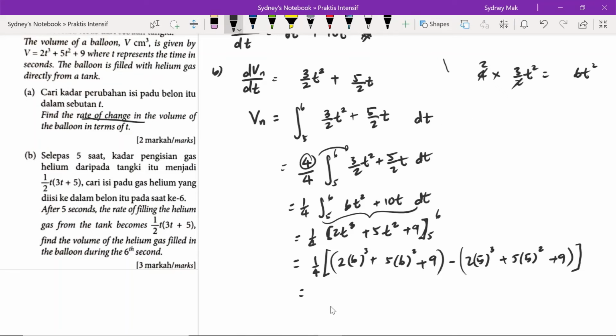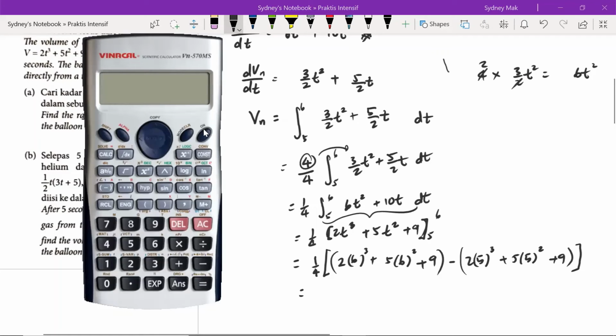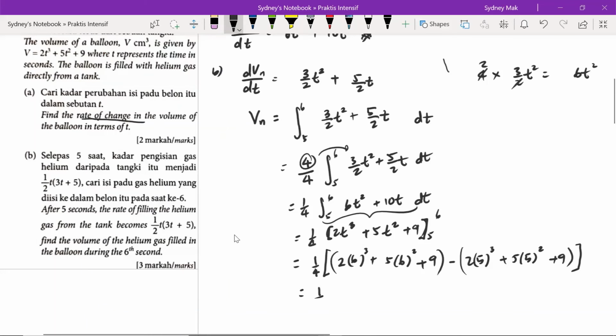All right, let's use the calculator. Let's key in the general expression for our volume, that is 2t cubed plus 5t squared plus 9. Let's substitute 6 in, and then minus, substitute 5 in.